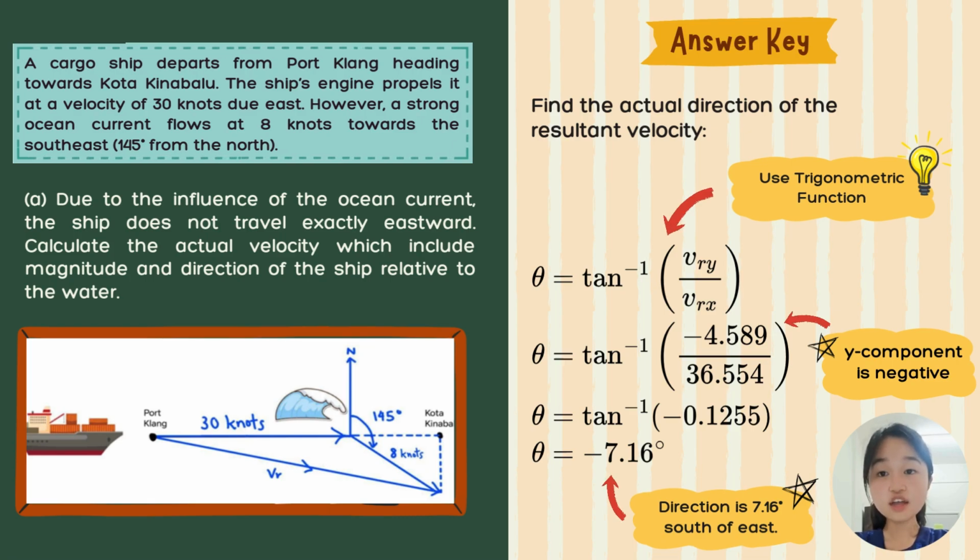Next, we should find the actual direction of the resultant velocity by using the tangent function. As we know, tangent theta equals opposite over adjacent, meaning vertical component over horizontal component. We change the position of the tangent to the right-hand side and substitute all the values into the equation. At last, we will get the answer, which is negative 7.16 degrees. Since the y component is negative, the direction is 7.16 degrees south of east.